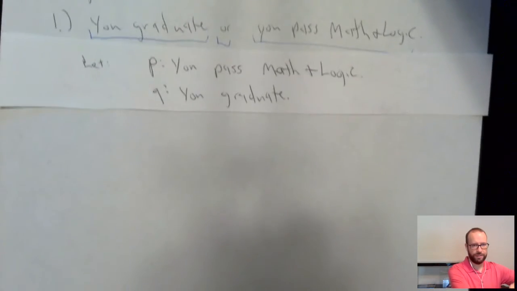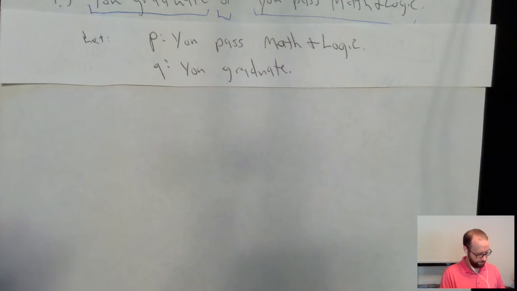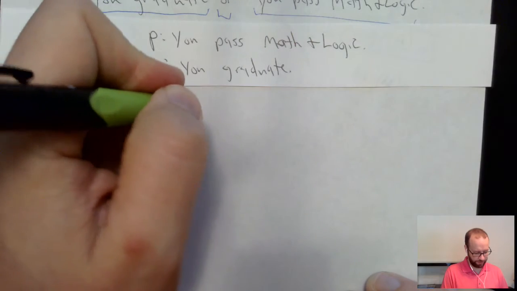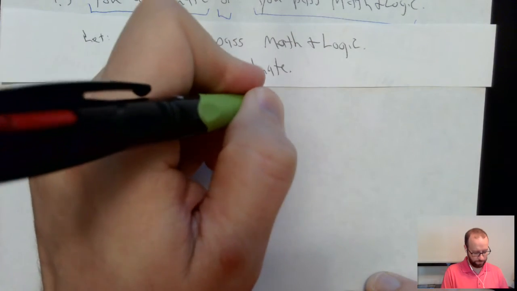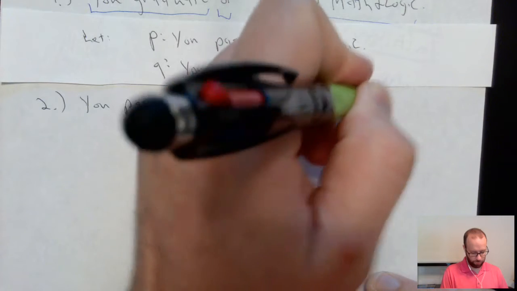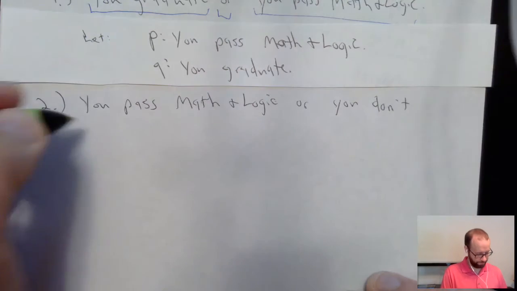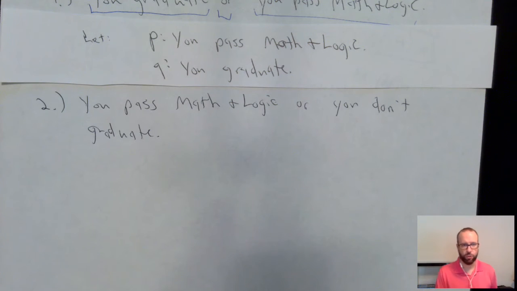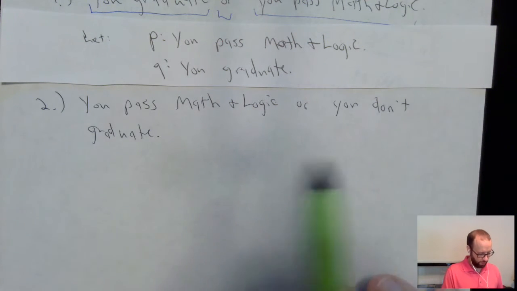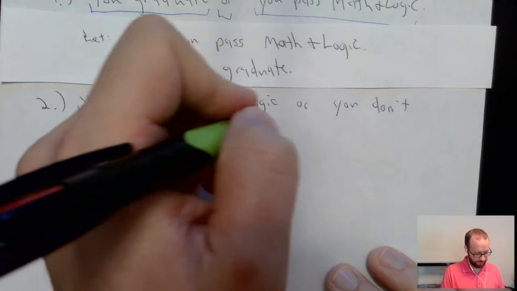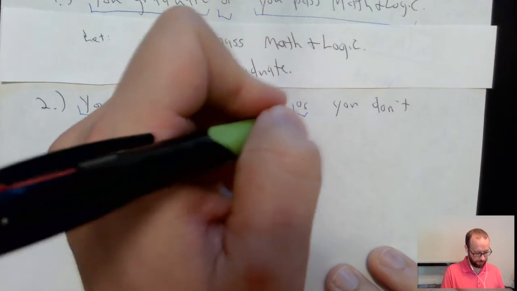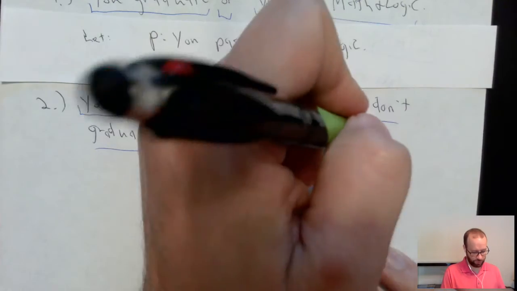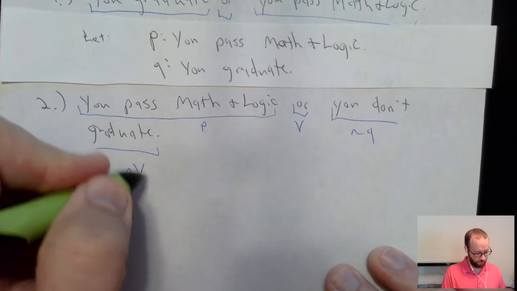Let's symbolize you pass math and logic or you don't graduate. Okay, you pass math and logic or you don't graduate. All right, well, starting at the beginning, you pass math and logic. That's definitely P. Or, so our symbol for or, you don't graduate. Let's see, you graduate was Q, so you don't graduate should be not Q. This is P or not Q.